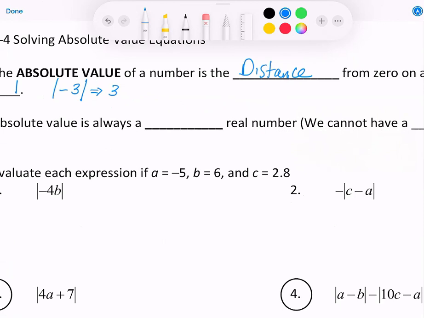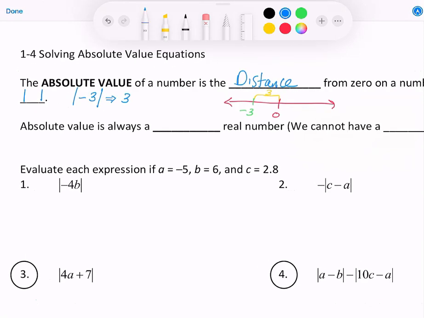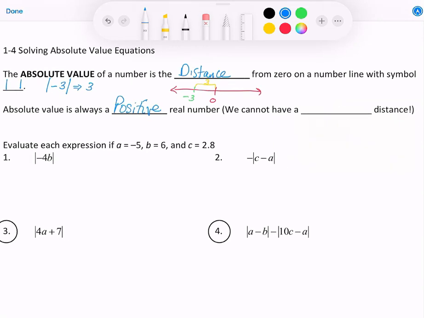That's because absolute value is distance on a number line. So if we had a number line like so, here's 0. -3 is, say, right about here. So if we wanted to know the distance -3 is from 0, this distance, we would say is +3. And because of that, we'd say absolute value is always a positive real number, because we cannot have a negative distance. So that's the basic idea of absolute value.